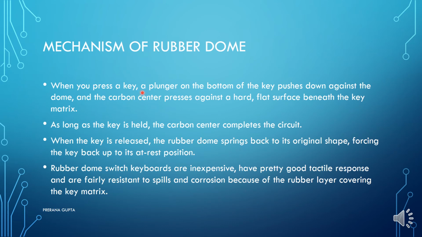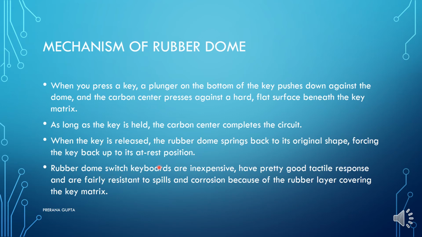So what is the mechanism of rubber dome? When you press a key, a plunger on the bottom of the key pushes down against the dome, and the carbon center presses against a hard flat surface beneath the key matrix. As long as the key is held, the carbon center completes the circuit. This means when you press the key, the carbon center comes in contact with that thin sheet, and then the thin sheet completes the circuit. When the key is released, the rubber dome springs back to its original shape, forcing the key back up to its at-rest position.